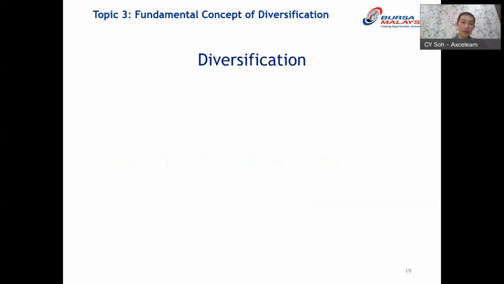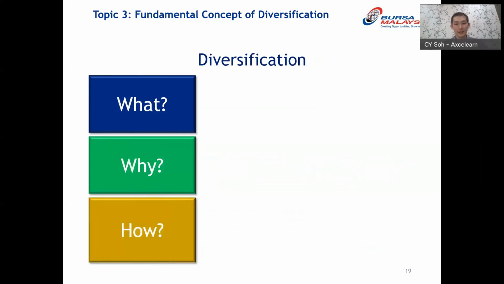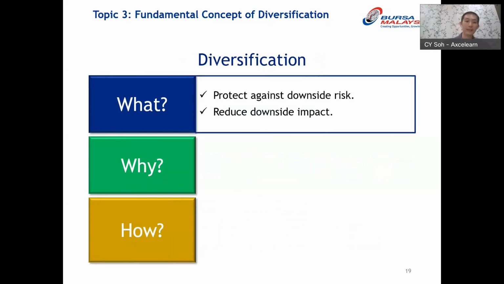So here, back to this theory, let me share with you a quick one. What is diversification, why, and how are you able to do it? So the first thing, what is diversification? You can protect against downside risk. You can also reduce the downside impact. Now, what do I mean by that?